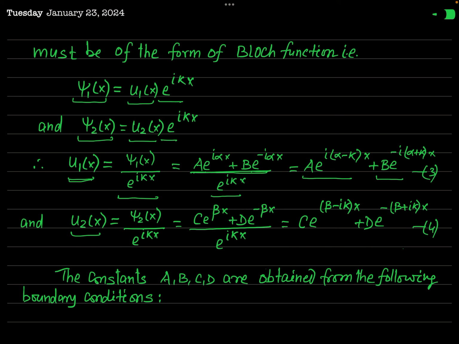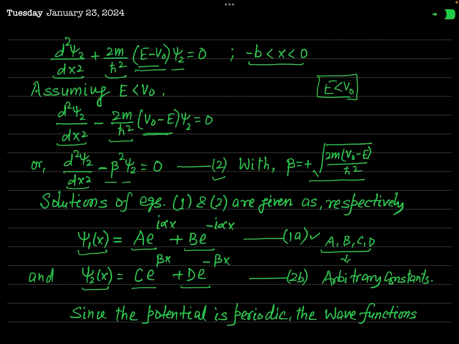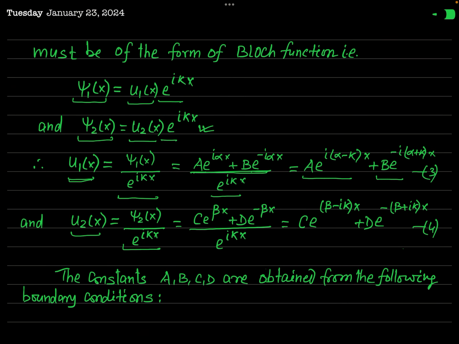In a similar manner, see here, u2 of x will be equal to psi 2 of x over e to the power ikx. But psi 2 of x we have defined in equation 2b, so let us substitute the value of psi 2 of x here. This is c e to the power beta x plus d e to the power minus beta x, over e to the power ikx. And so after division you will get that u2 of x is equal to c e to the power beta minus ik times x plus d e to the power minus beta plus ik times x. Okay?